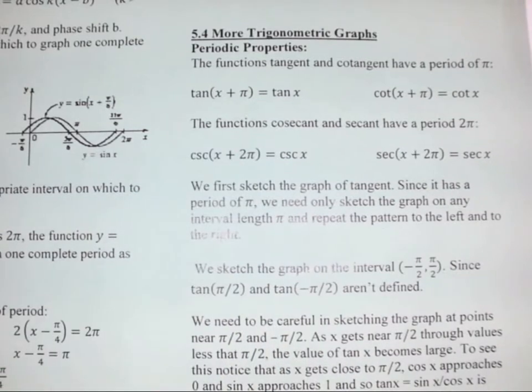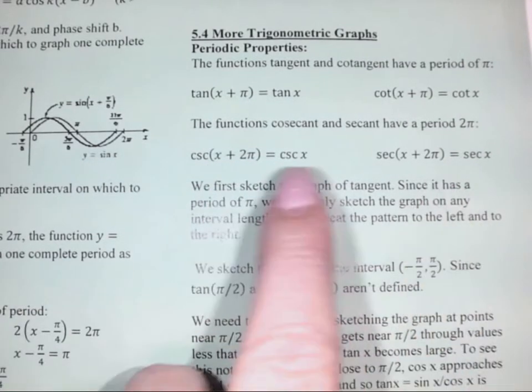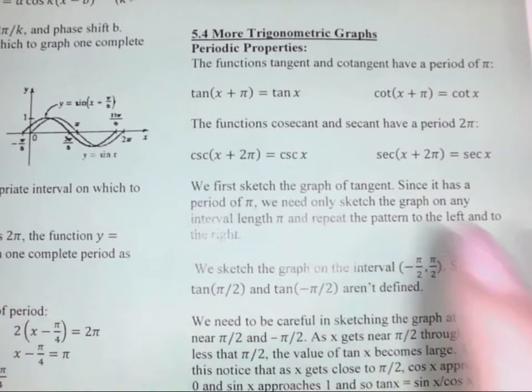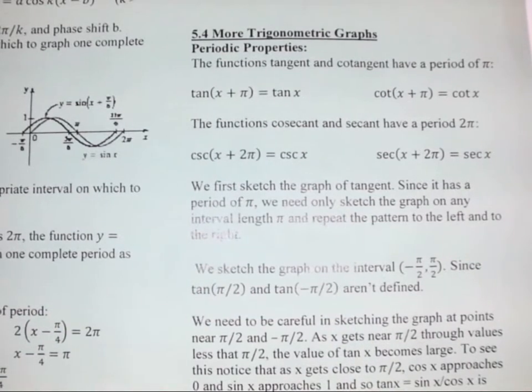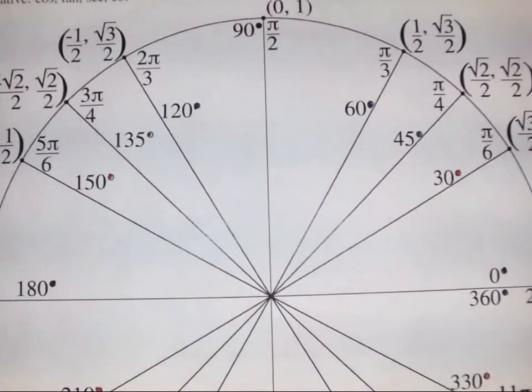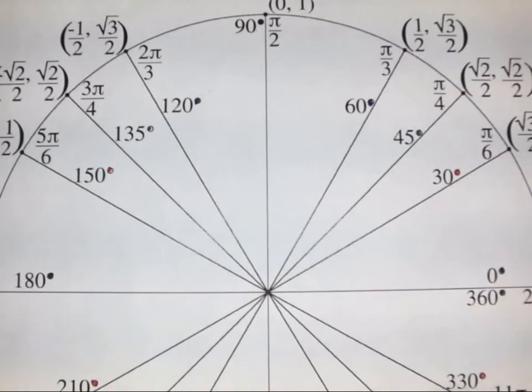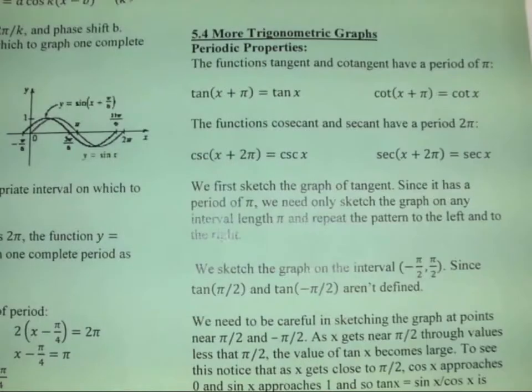The functions cosecant and secant have a period of 2 pi, just like sine and cosine. So they'll be x plus 2 pi's in either case. They're going to be equal to the thing. And we talked about that last time, where if we are at a value and then we go around the circle, we're going to hit that value again. And around the circle, we'll hit the value again and again. Either way we go.